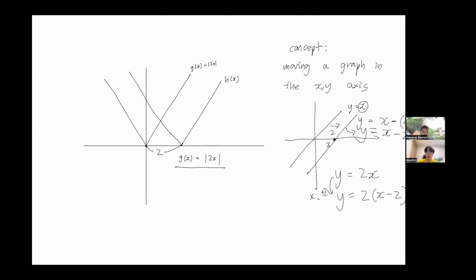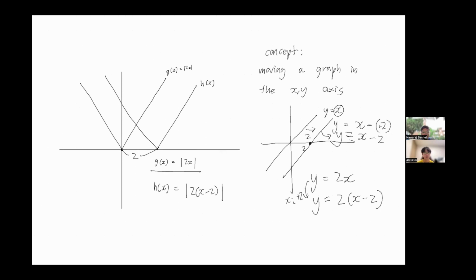Then the new equation, h(x), do you kind of have an idea of what it might be? It's 2 times the absolute value of x minus 2. Yes, that would be correct. So this will be the form of the new shifted graph. Yes, sir.